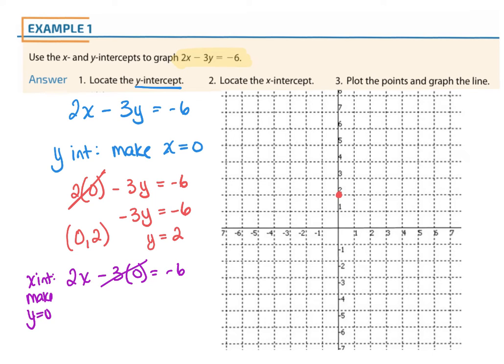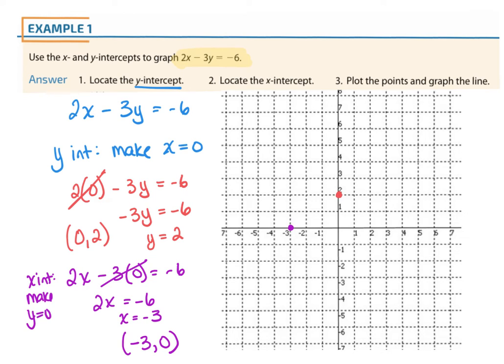Which means the y part of it cancels out. And I'm left with just 2x equals negative 6. So x equals negative 3. So my x-intercept is negative 3, 0. And I put that on my graph. Left 3, and I don't move up or down. It's on the x-axis, hence the x-intercept.